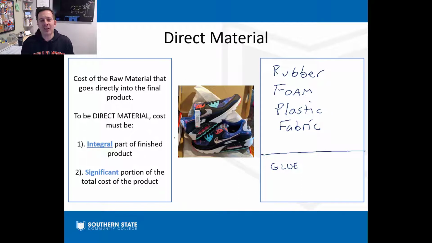So to waste our time tracking it per shoe, per product, it's probably not going to be worth the time and effort to do that. Not a significant portion. So glue would be considered an indirect material. It goes into the product, sure, but the cost is so insignificant that we really wouldn't consider it direct material. As we'll find out in a second, all the indirect material gets dumped into overhead. We'll get to that point in a minute.